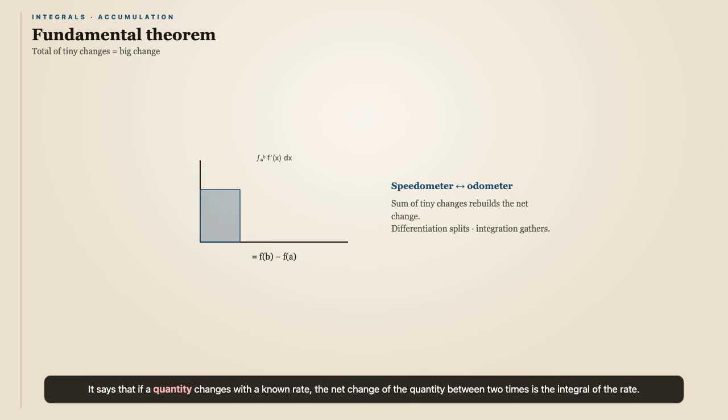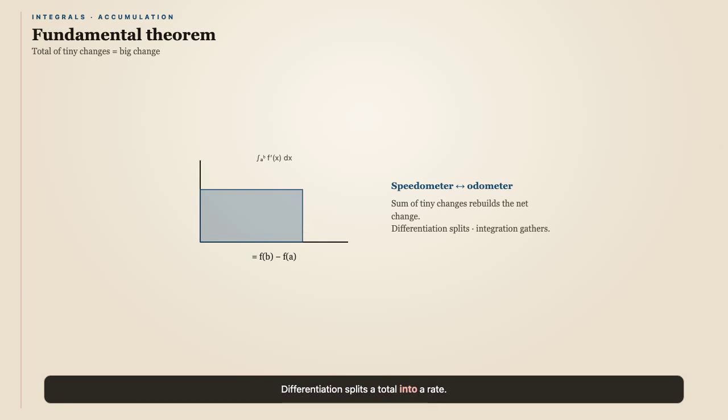It says that if a quantity changes with a known rate, the net change of the quantity between two times is the integral of the rate. In symbols you may have seen, the integral of f prime from a to b equals f of b minus f of a. Read it in words. The total of all the tiny changes is the big change.